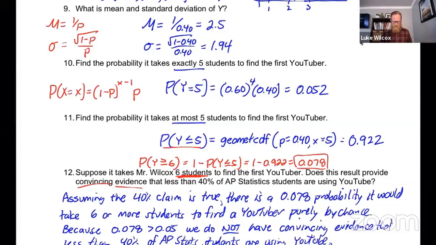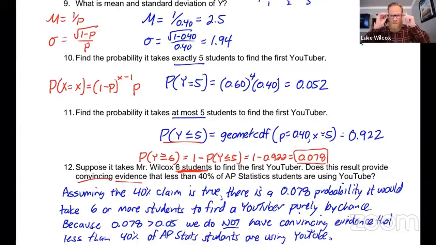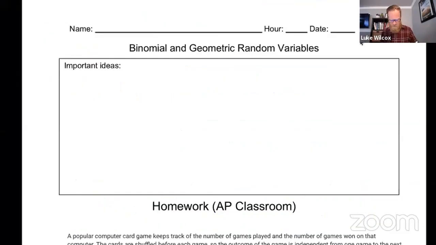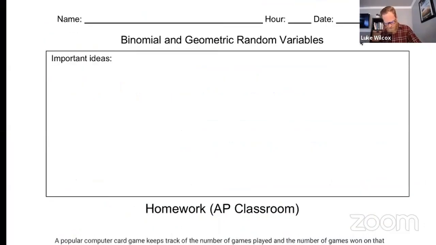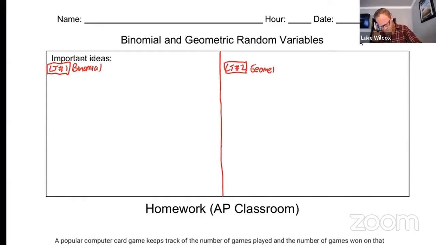All right. So that takes care of the activity. I'd like to check back in now with those learning targets that we started the lesson with and make sure we got everything that we needed to. So in the important ideas here, I'm literally just going to cut this right in half. And we're going to have 1/2 over here addressing learning target number 1, which was about the binomial random variable. And then this one over here on the right, we're going to take care of learning target number 2, which is about the geometric random variable.